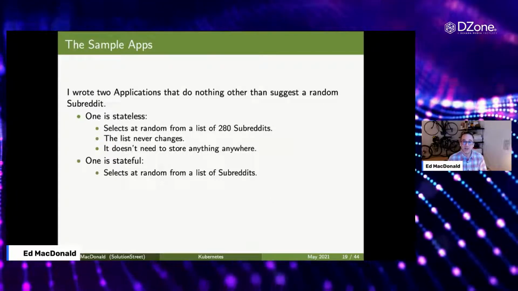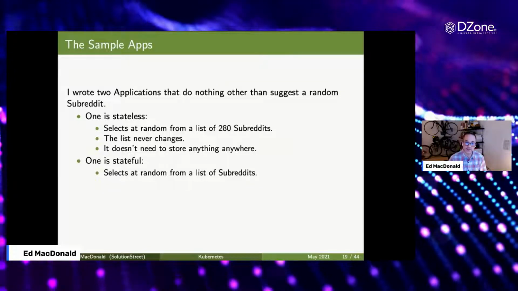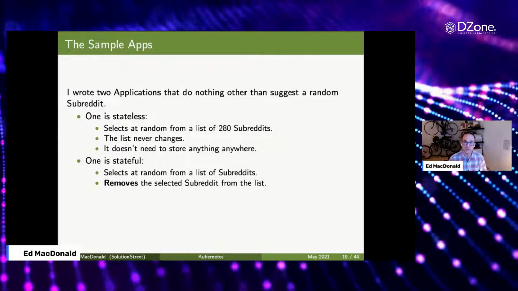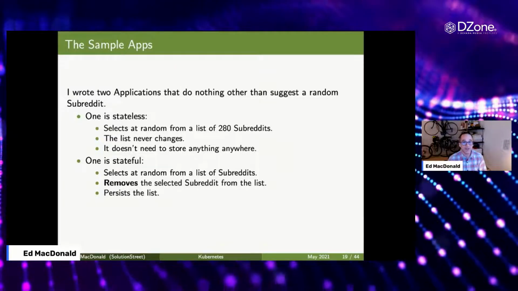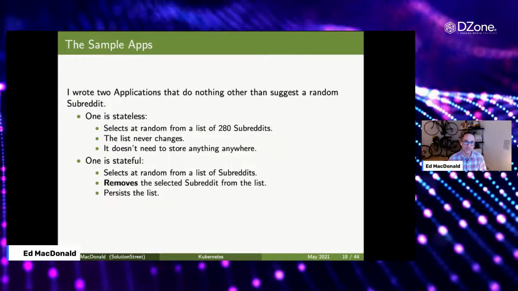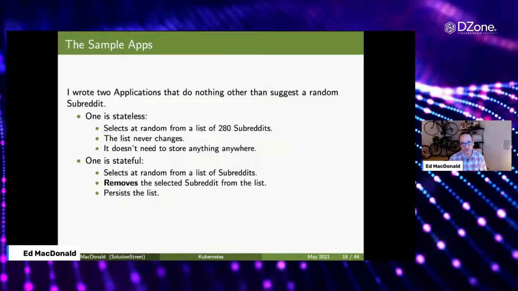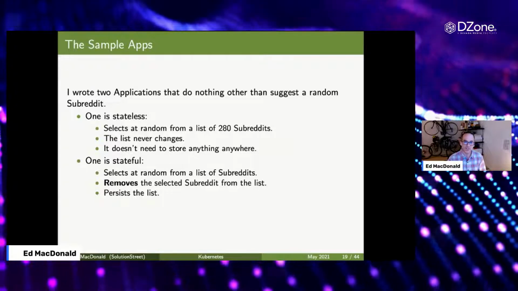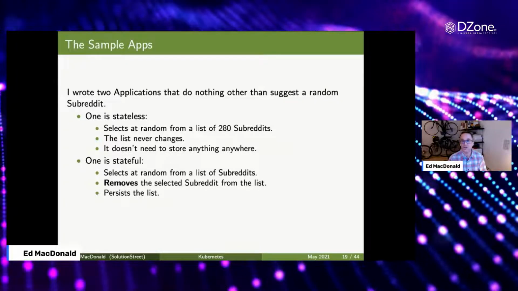And then the other app is stateful. It also selects from a random list of subreddits. However, once it selects one, it removes it from the list, and then it persists the list to disk so that the next time it services a request, it pulls the new list. Essentially the difference between the two is, and we'll see this on the stateless app, if you keep refreshing, you're always pulling from the same list, and you're always getting a random one.